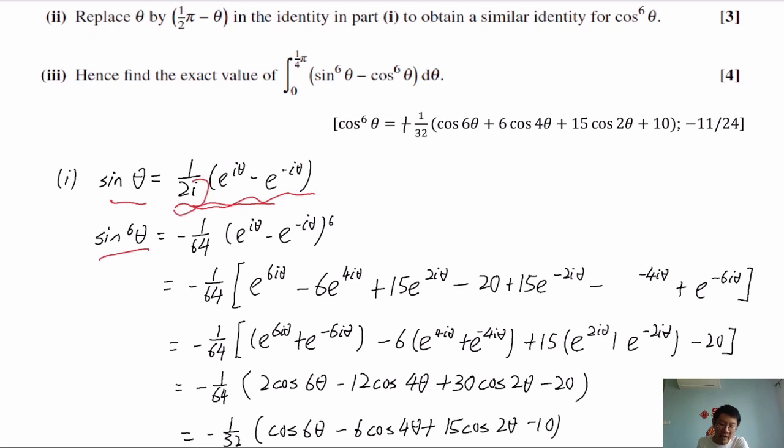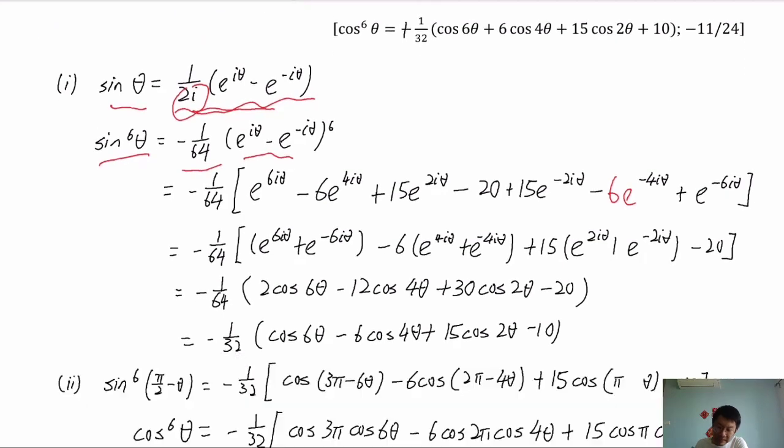For the 2i, when we raise it to the power 6, we will get negative 64. So be careful of the plus minus sign there. As for e power i theta minus e power negative i theta to the power of 6, we need to expand it. When we expand it, we have this whole bunch of terms.